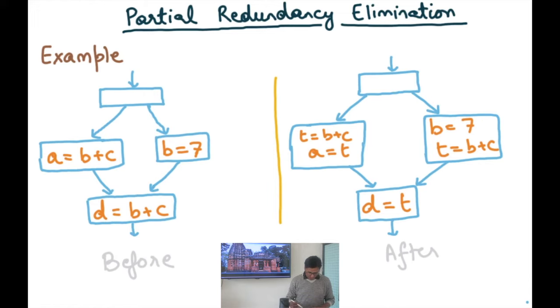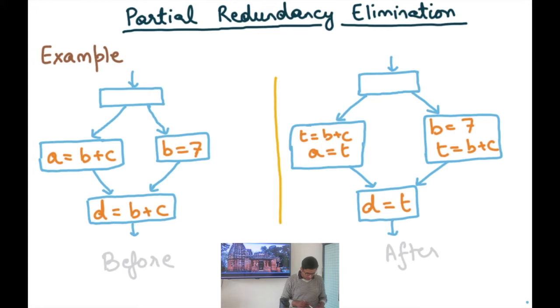To understand that, let's look at this particular example. In this example, I'm computing B plus C on one branch, and I'm updating B on the other branch. And then at the meet point, again, I'm computing B plus C. Now, the computation B plus C is partially redundant. Why do I say it's partially redundant? Because it's redundant only on some of the program paths. So it's only redundant on this program path. It is not redundant on this program path.